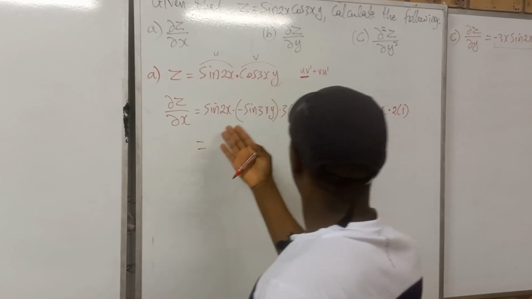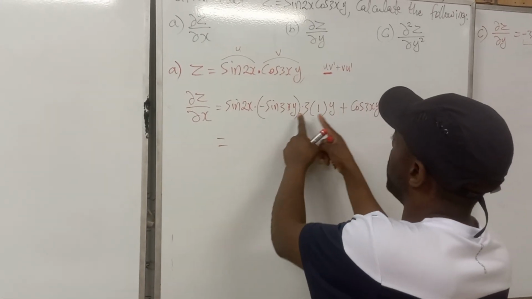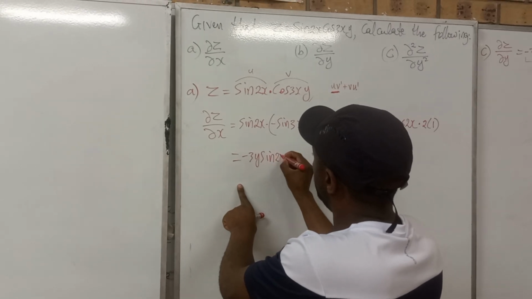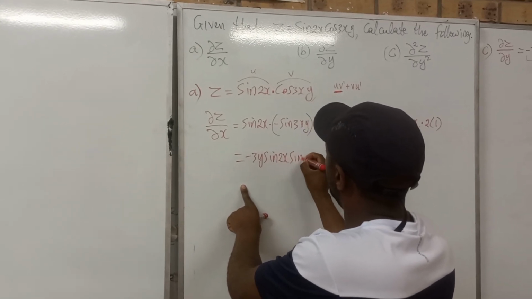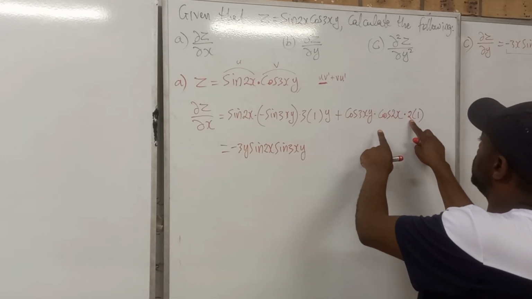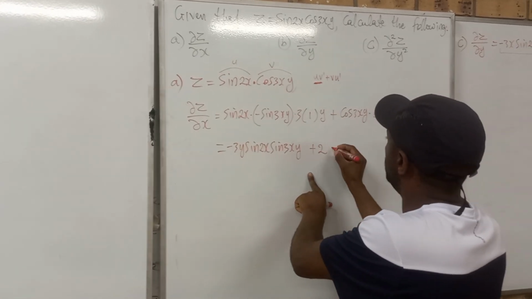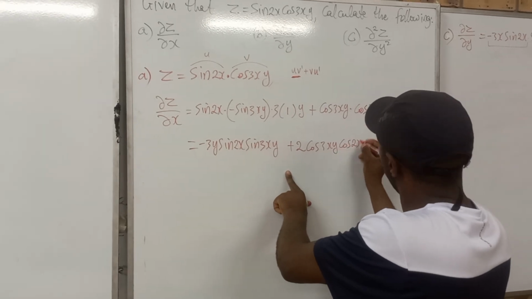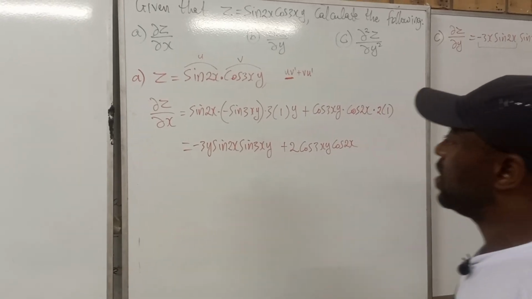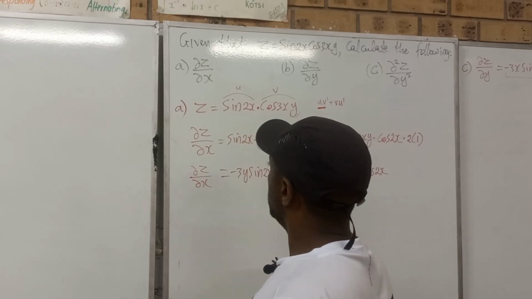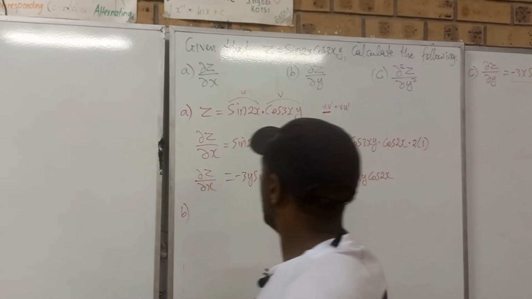Then I can multiply right through. This will be 3y times negative, so I'll get negative 3y sine 2x sine 3xy. Then if I multiply here, I get 2, which is plus 2 cos 3xy cos 2x. So I've succeeded in differentiating z with respect to x. So let's now look at the b part.